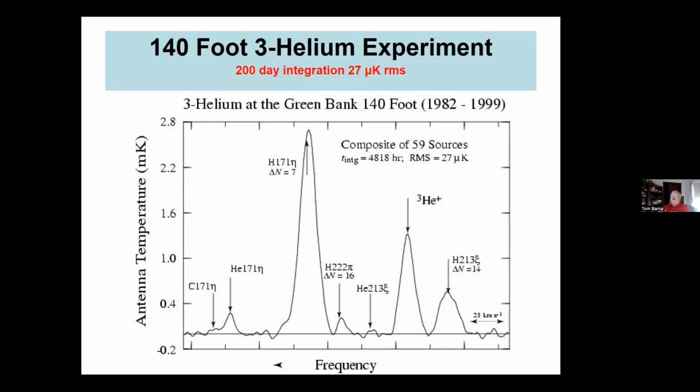The 140 foot was decommissioned. It rose like the phoenix from the ashes, of course. But this is a summation of 17 years of work. 59 different H2 regions aligned in velocity and averaged. So this is a 200-day integration with an RMS of 21 microkelvin. And you can see that it's beginning to look like a solar spectrum, in the sense that there are so many different transitions of recombination lines that crowd the band.